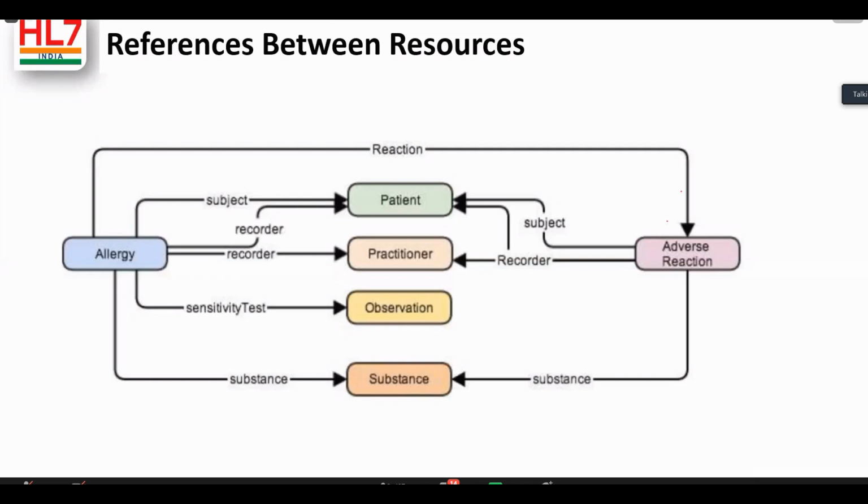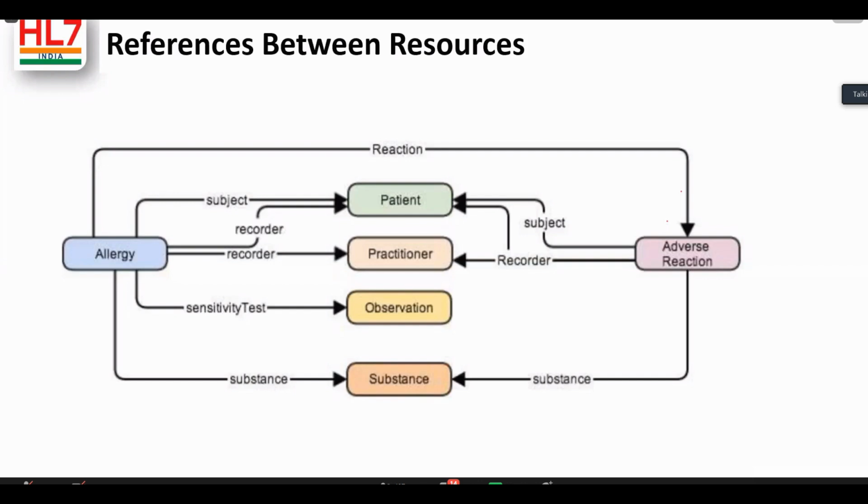And this is a typical example I'm just giving you. For example, if you have a patient and an allergy, the allergy's subject is the patient. It means for whom the allergy is being recorded, that's the patient. That's why there should be a reference in the allergy for the patient. And you see the same thing: somebody is recording that allergy. Who is recording it? The practitioner. So again, there is a reference to the practitioner. That's how it is, right?